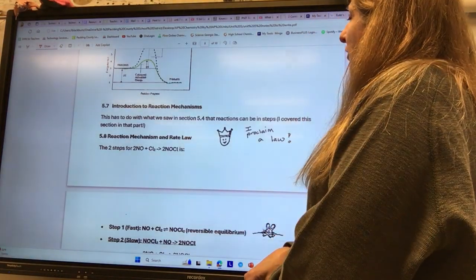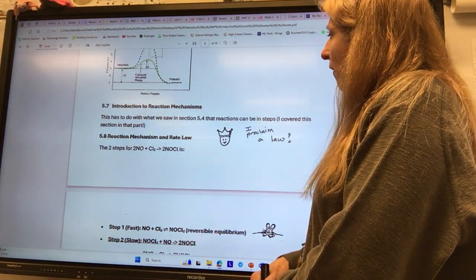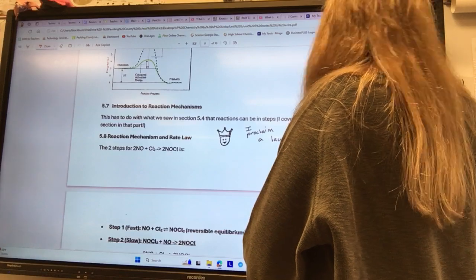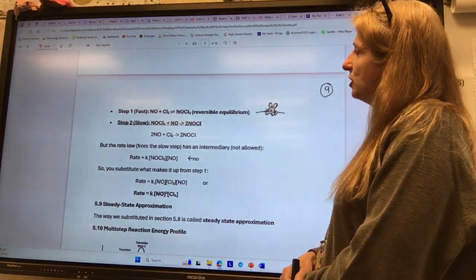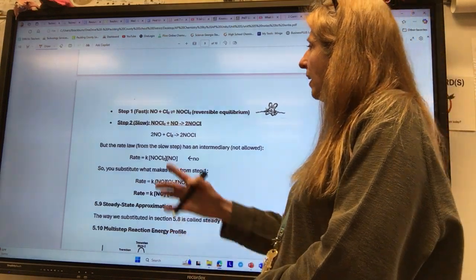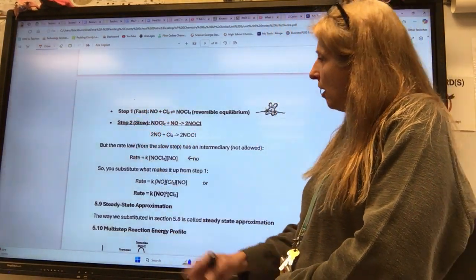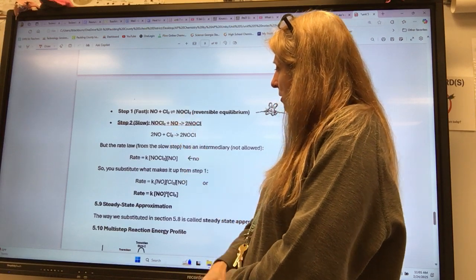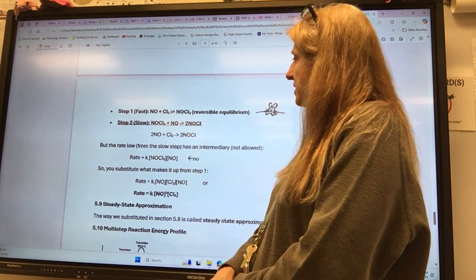Okay. So there's reaction mechanisms and rate law. Here's my little key. I proclaim a law. So this is a two-step reaction, NO plus Cl2. Okay. And it's got 2 steps. Everybody take a look at it. This is our fast step. That's the slow step. Step 1, we made this intermediary. And then step 2, we used it up.